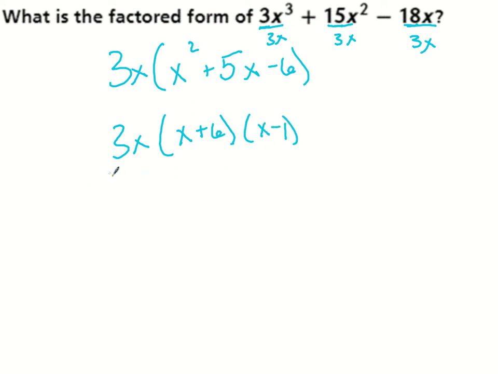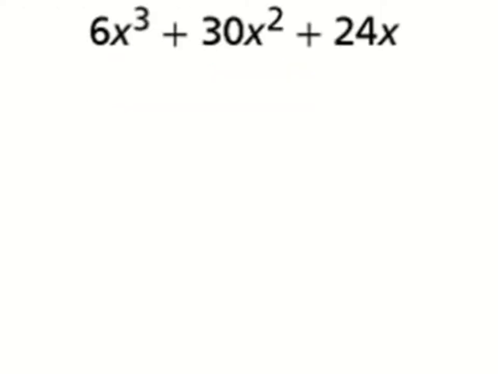And I'm done. Notice I don't have extra parentheses or anything. It's just this 3x on the outside. There's nothing else to do. We are all done. So first, just determine, can I factor out a greatest common factor? If we can, do that first. So try this one on your own real quick. Try to factor this out first.